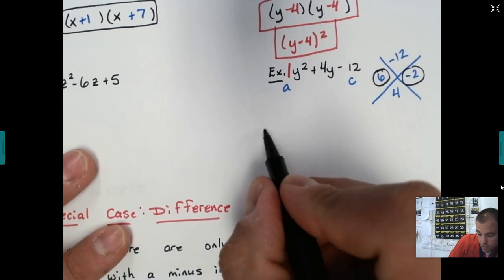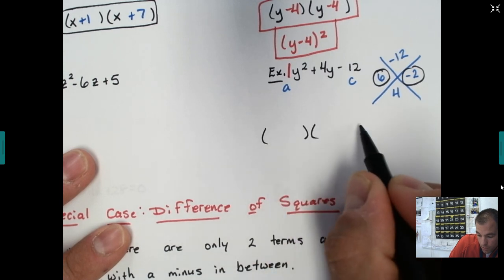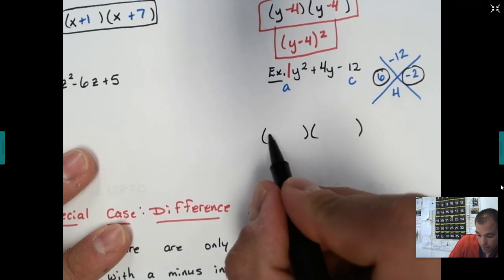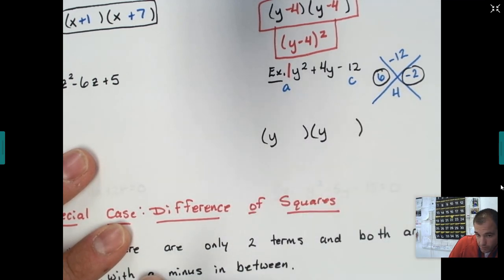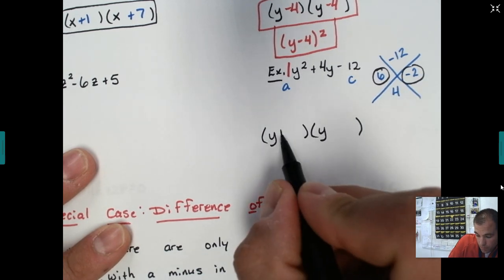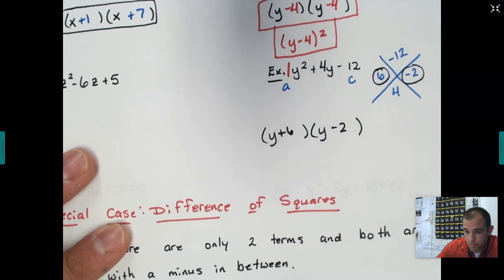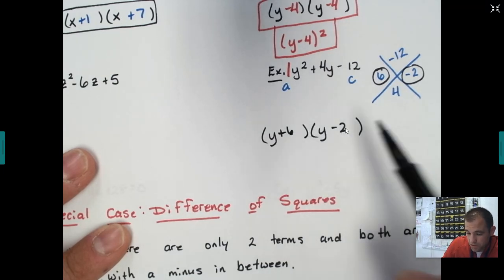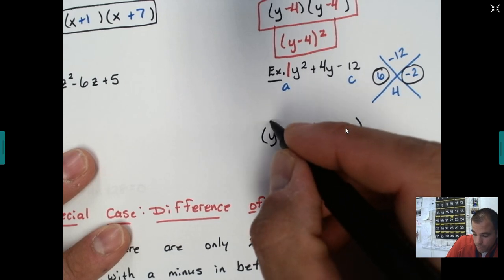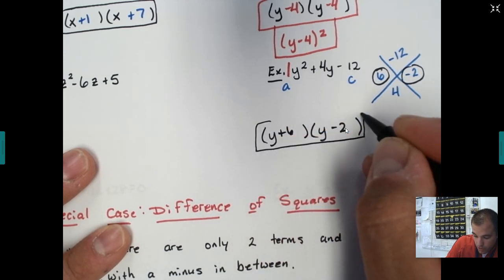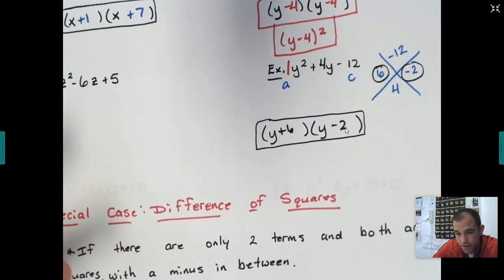And then we make our parentheses. 1y came first, so 1y and 1y. Then put my numbers in. Plus 6 minus 2. The order you put these numbers doesn't make any difference. If you put the minus 2 first and then the 6, it's the exact same thing. So the order that you put them makes absolutely no difference. That's our final answer.